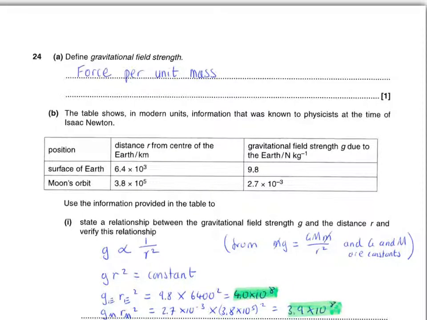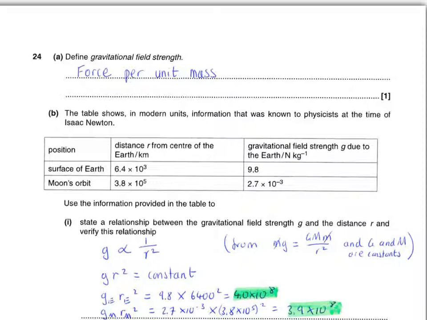So this is G484 homework booklet question 24. It starts off with defining the gravitational field strength, straightforwardly force per unit mass. It might help you to think about W equals mg there. So g would be W, the force, divided by m, but it's a pretty straightforward definition. No real excuse for getting that wrong.